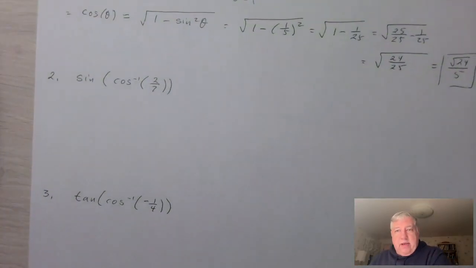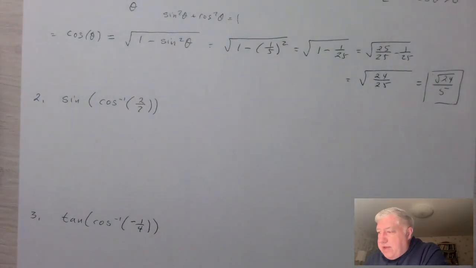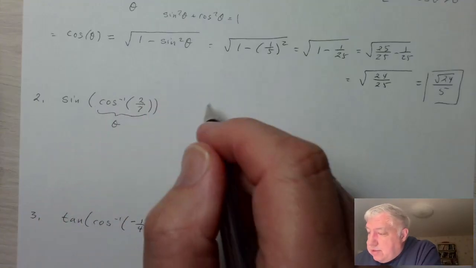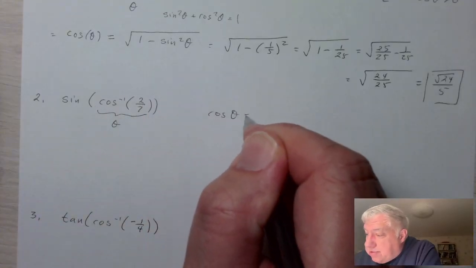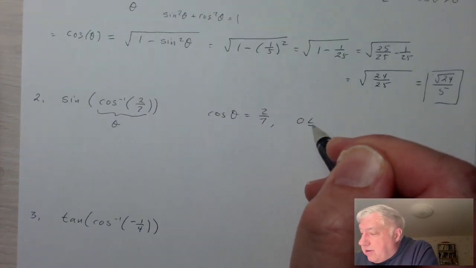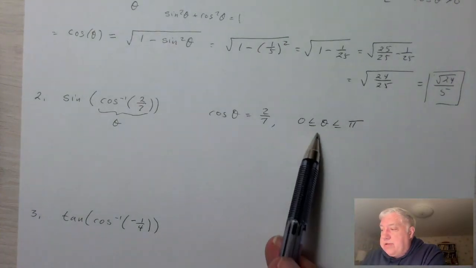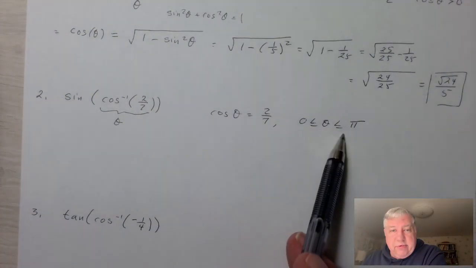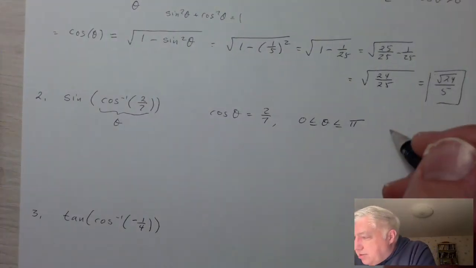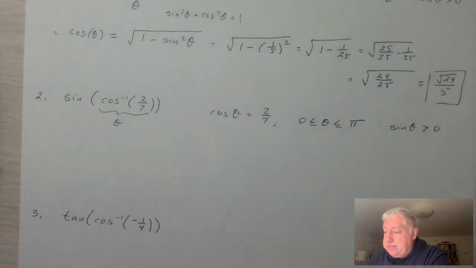Let's look at the next example, the sine of the inverse cosine of 2/7. Let's call this theta. So the cosine of theta is 2/7, and theta is between 0 and pi. And this tells us theta is either in the 1st or 2nd quadrant. And because the cosine is positive, that means in the 1st quadrant again. So the sine of theta is going to be positive because we're in the 1st quadrant.